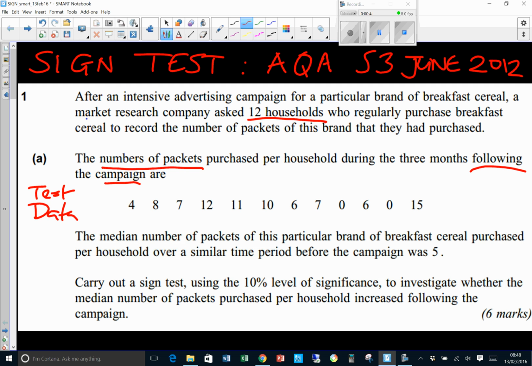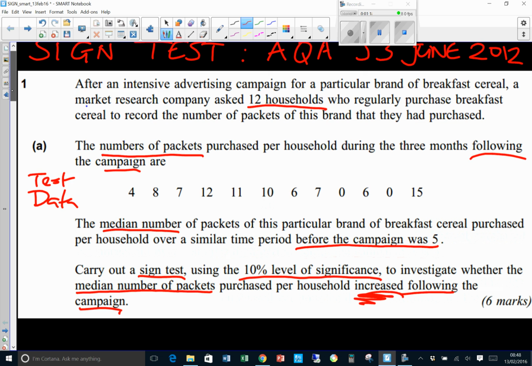Next para, the median number of packets before the campaign was 7. Carry out a sign test. This is the important bit. Let's see what they've asked us to actually do. Carry out a sign test using a 10% significance level to investigate whether the median number of packets purchased per household increased following the campaign. Okay, so now we know what we're doing from that final paragraph.